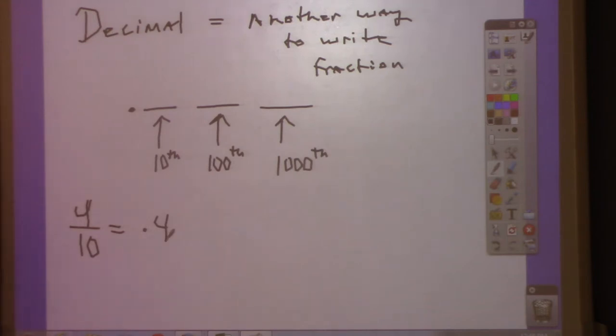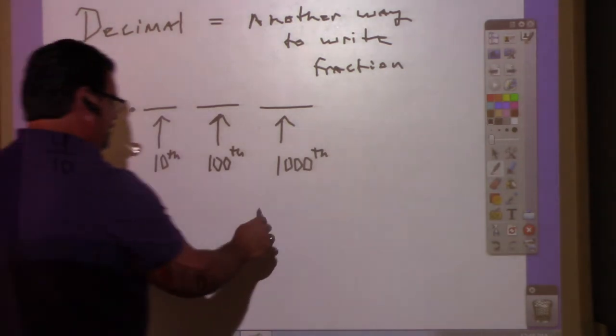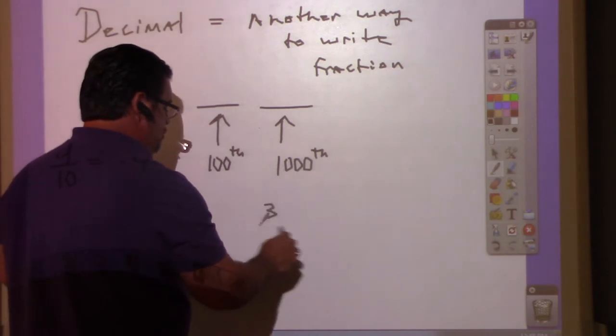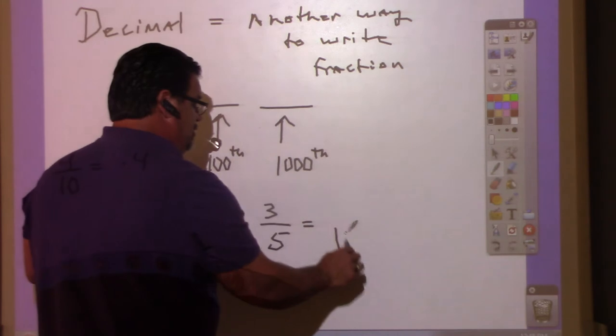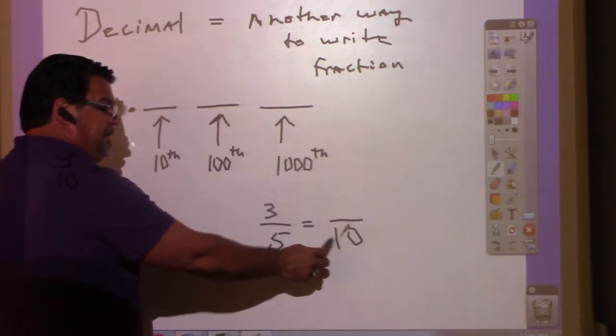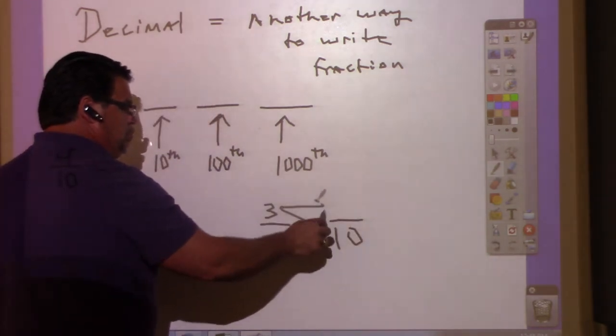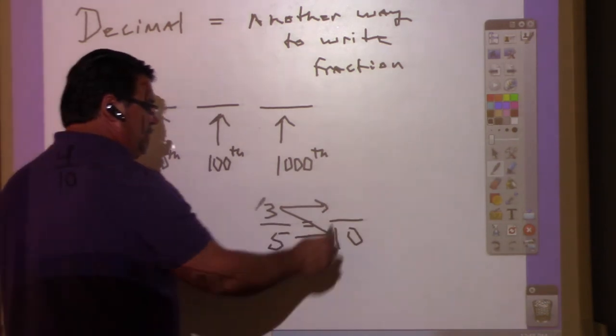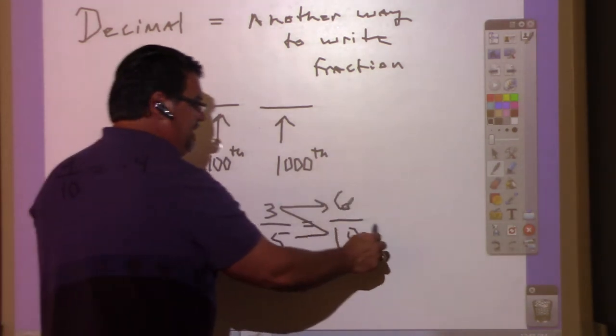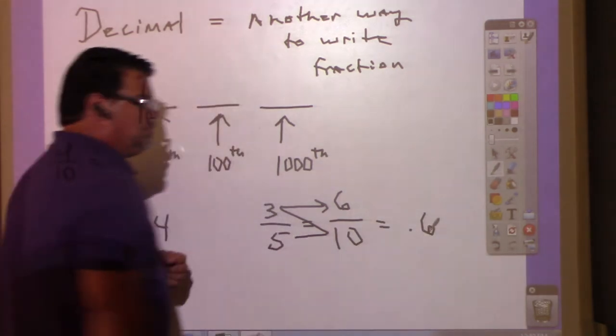But what if you don't? Well, what if you have 2/5, or let's say 3/5? Well, there's 2 ways to do this. One is you can change that into a 10th, and 5 will go into 10 how many times? 2 times. Good class. 2 times 3 is what? 6. And 6/10 is 0.6. So that's one way to do it.